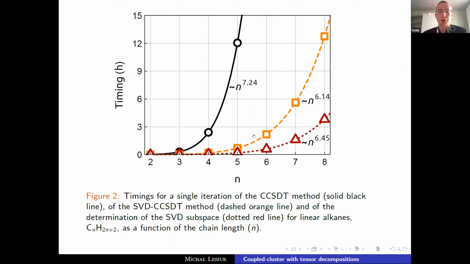So if you compare the timings, then SVD CCSDT indeed scales as n to the 6th power, and the cost of the SVD CCSDT can be reduced in this way in a quite substantial way. For example, SVD CCSDT for n equal to 6 is more or less as expensive as CCSDT for n equal 4, and you can do much more with SVD CCSDT this way.